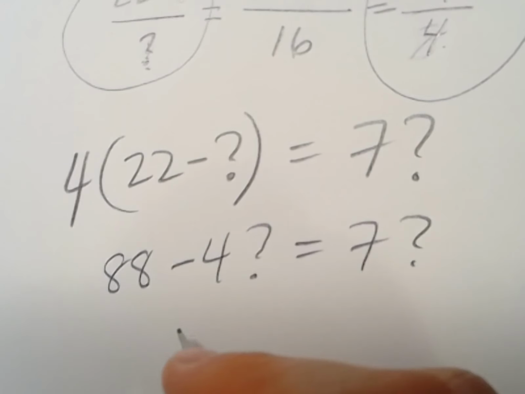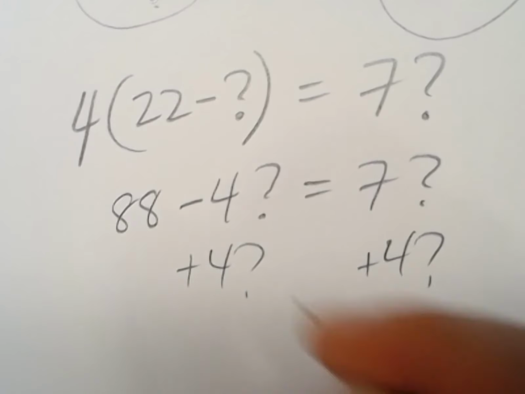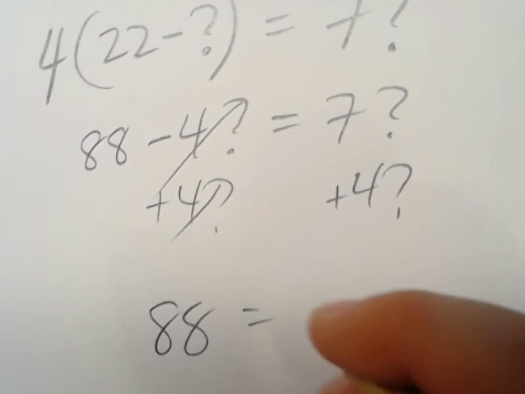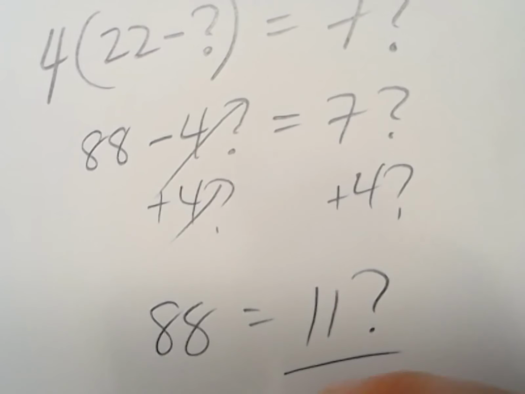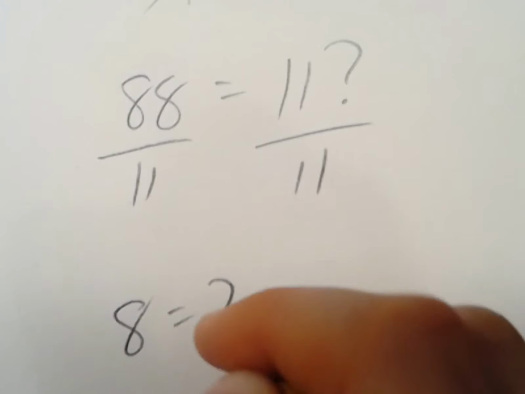Oh, I see where this is going now. So plus 4 question mark, those will go away. So we have 88 equals 11 question mark, and of course dividing by 11 leaves us with 8 equals question mark.